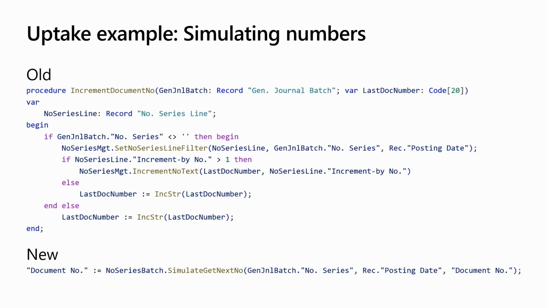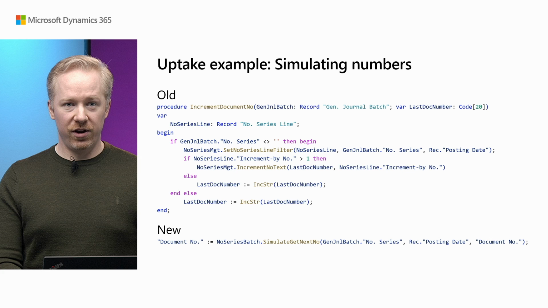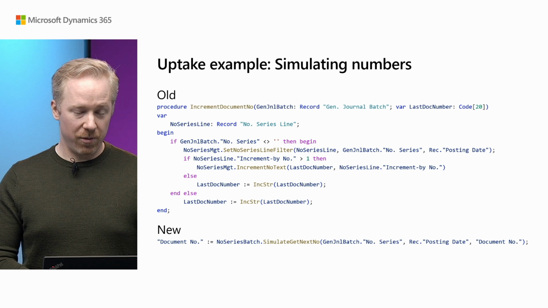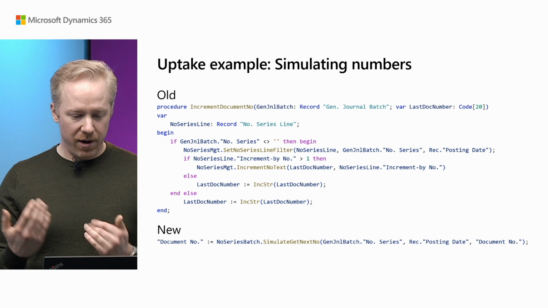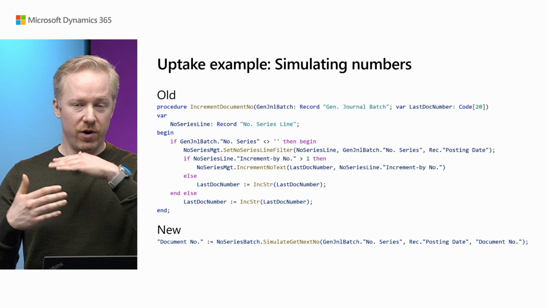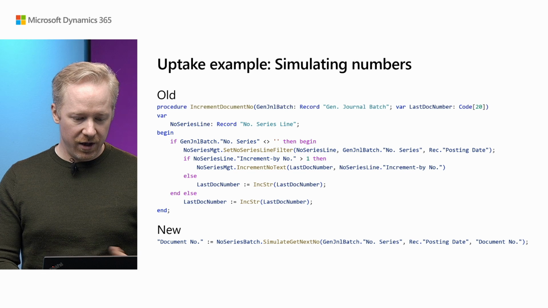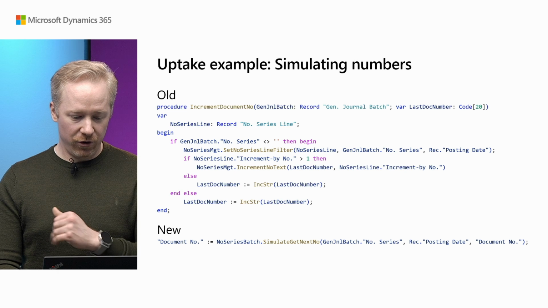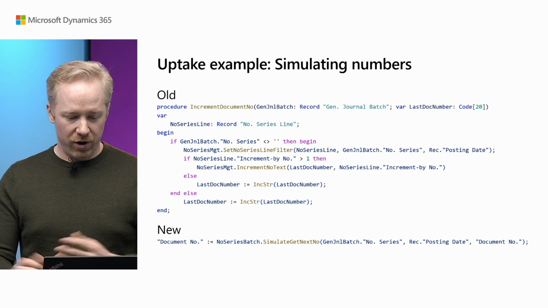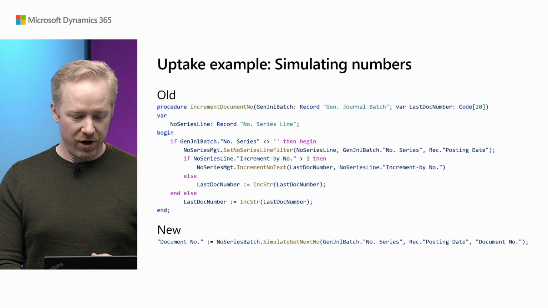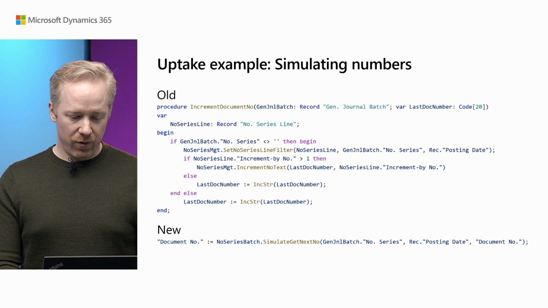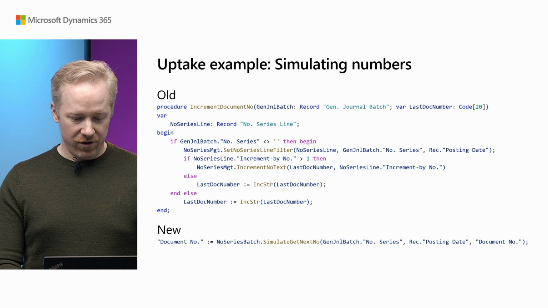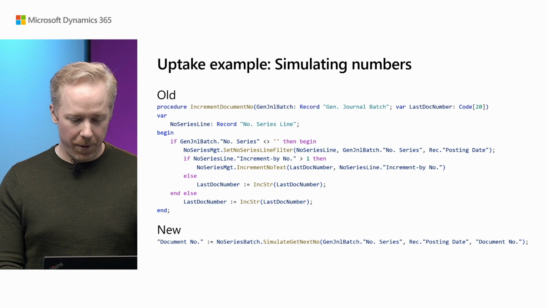Finally, we have this simulate next number, as I mentioned. In a lot of places, we have this functionality. This is taken from the journal batch, where we have the last document number, and now we want to create a new line. So we want to figure out what the next number should be. In here, we call into number series management to figure out what line to use. Then we check whether that increments by more than 1. If it does, we call back into number series management and ask it to increment the number by this amount. Otherwise, we just do an inc string, and if the number series doesn't exist, we again just increment by 1.